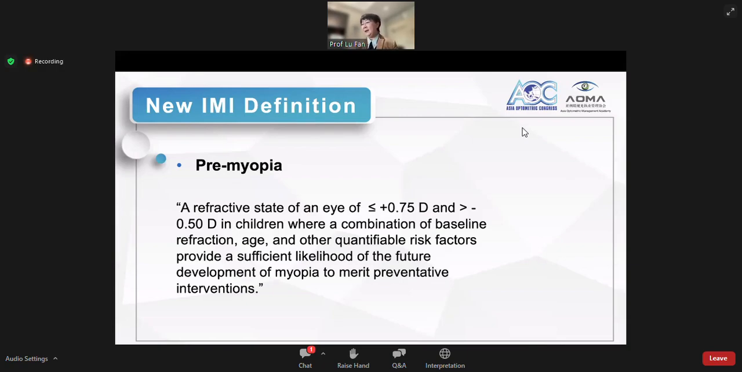Here we go: a refractive status of the eye less than plus 0.75 diopter and greater than or worse than minus 0.5 diopter in children, where a combination of baseline refraction, age, and other quantifiable risk factors provides a sufficient likelihood of future development of myopia to merit prevention or intervention for myopia.